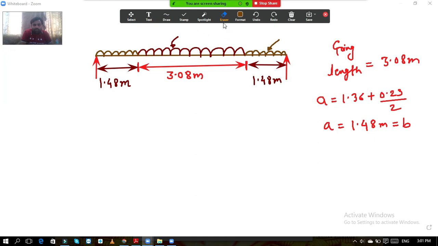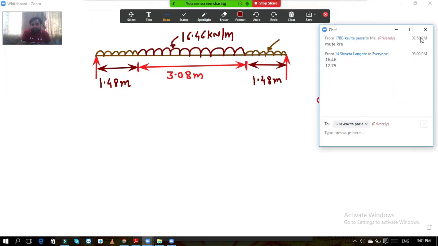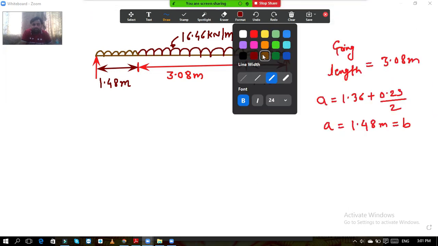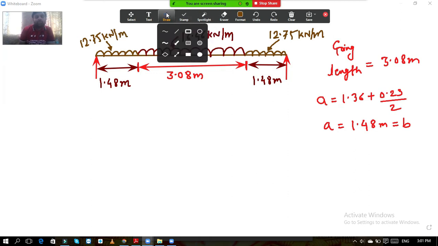16.46, and then 12.75 kilonewton per meter. So this is the loading. This is also the same load, 12.75 kilonewton per meter. Now we need to solve this.